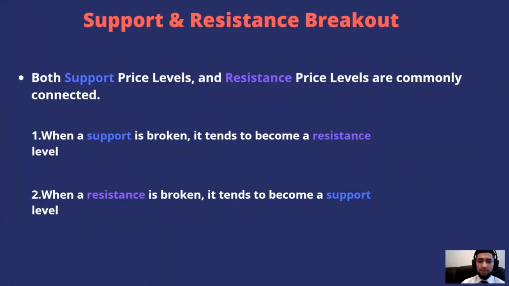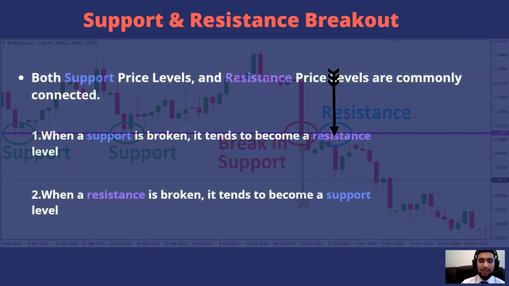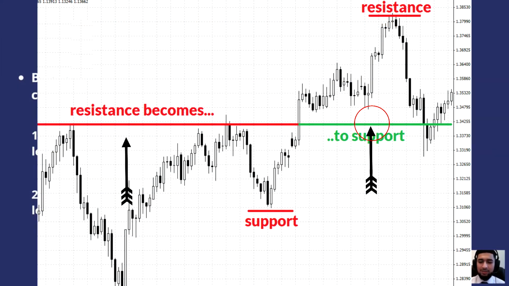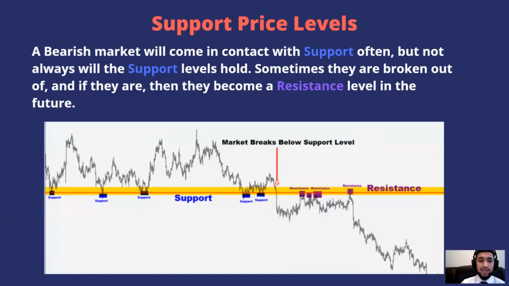Support and resistance are both commonly connected. They are connected because when a support is broken, it tends to become a resistance level. And when a resistance is broken, it tends to become a support level. As for support price levels, a bearish market will come in contact with support often, but not always will the support levels hold. Sometimes they are broken out of, and if they are, then they become a resistance level in the future.